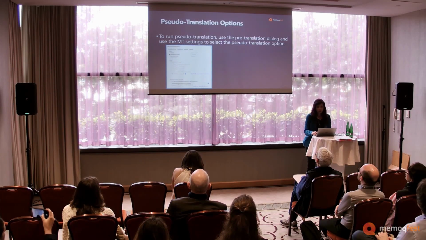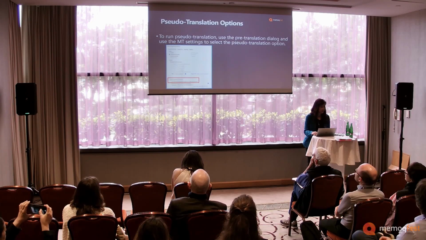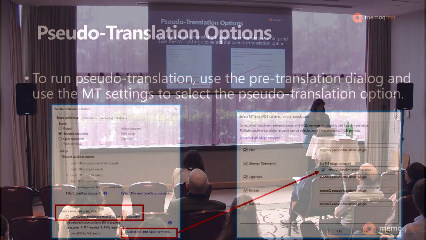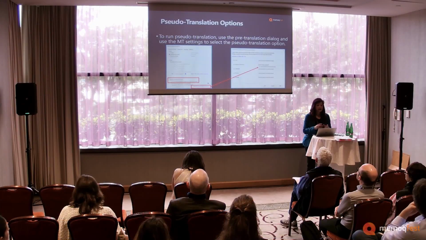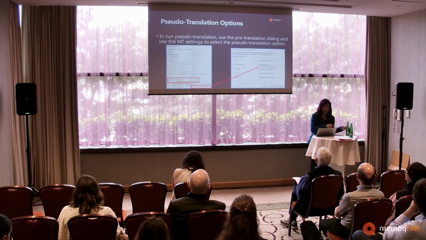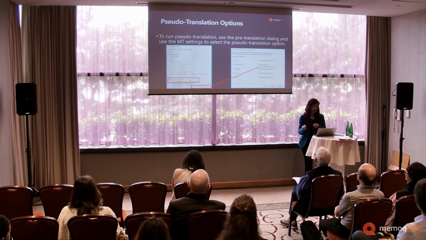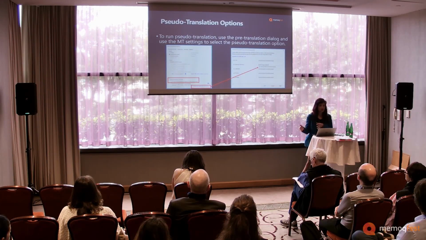To run the pseudo-translation, you use the pre-translation feature. You switch on the machine translation checkbox and then go to the link and select the pseudo-translation plugin for the languages that you want to use it for. It has to be set up for the languages in your project, otherwise it will not run. So if you don't have all the languages set up in your pseudo-translation dialog, you might not see the pseudo-translation. It's a little bit tricky sometimes to set it up correctly.